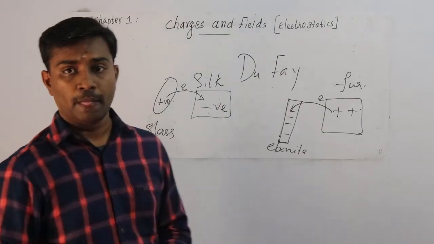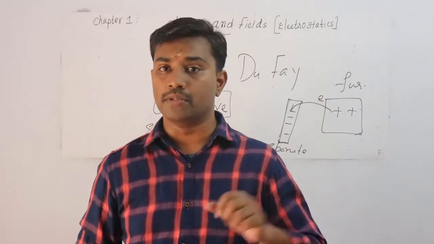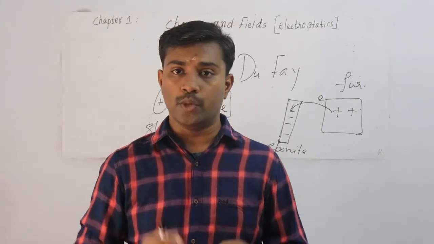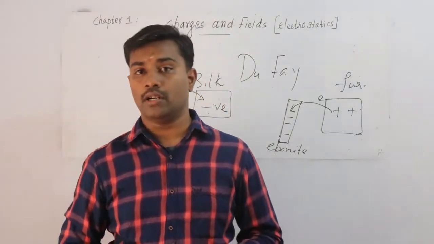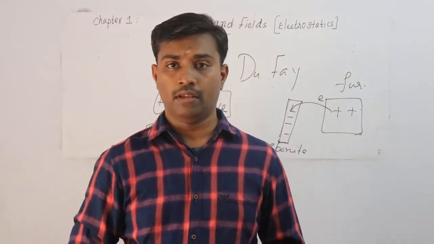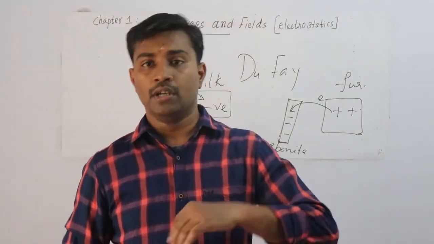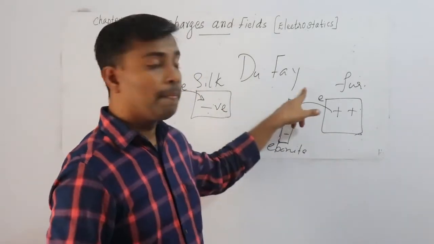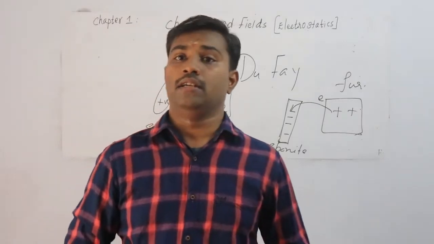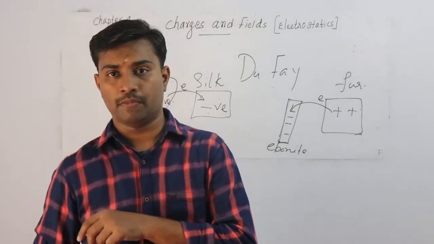Due to rubbing, the material gets charged. Those which lose electrons become positive, and those which gain electrons become negative. In this way, positive and negative charge is gained by the material. So there are two types of charges, positive and negative. It was explained by the scientist Dufay, and the polarity was given by Benjamin Franklin, who says that there are positive charges and negative charges.